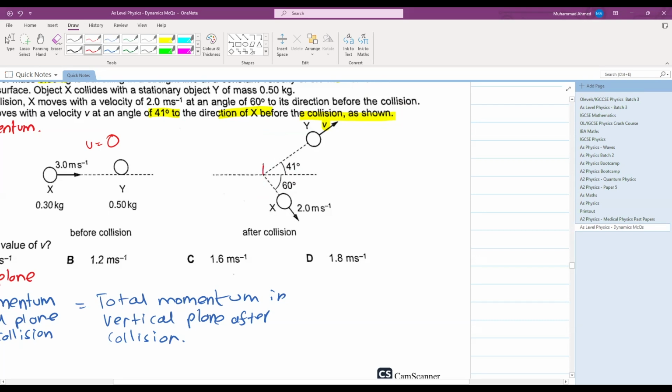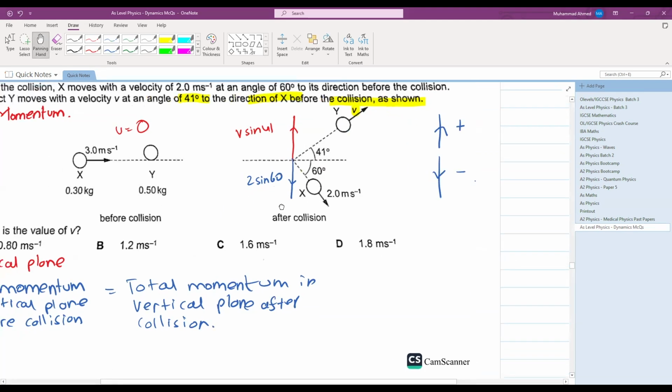Can I calculate the vertical component of this? Yes. V sine 41. And can I calculate the vertical component of this velocity too? Yes. 2 sine 60. Perfect. Now also remember velocity is a vector. So you can mark the axis as upward as positive, downward as negative. Perfect.